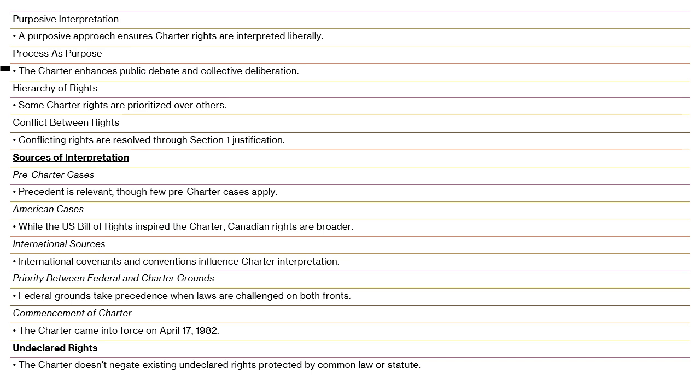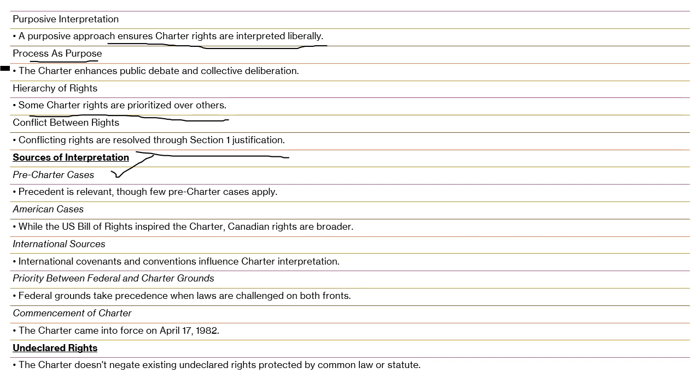So purposive interpretation, as we read, ensures Charter rights are interpreted liberally. Purpose means we have to focus on the aim and objective. So Charter rights, as per purposive interpretation, some Charter rights are prioritized over others, but it does not mean that they are superior over the others. Whenever there is a conflict between rights themselves, then they can be resolved through section 1 justification.